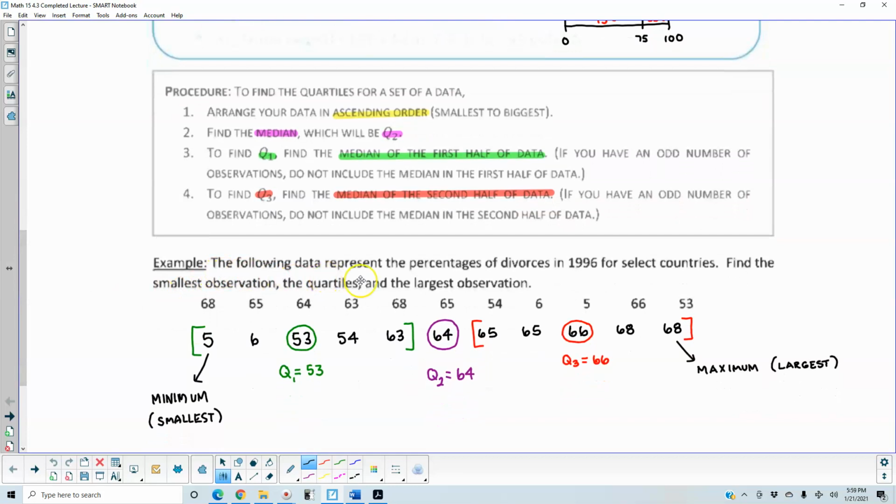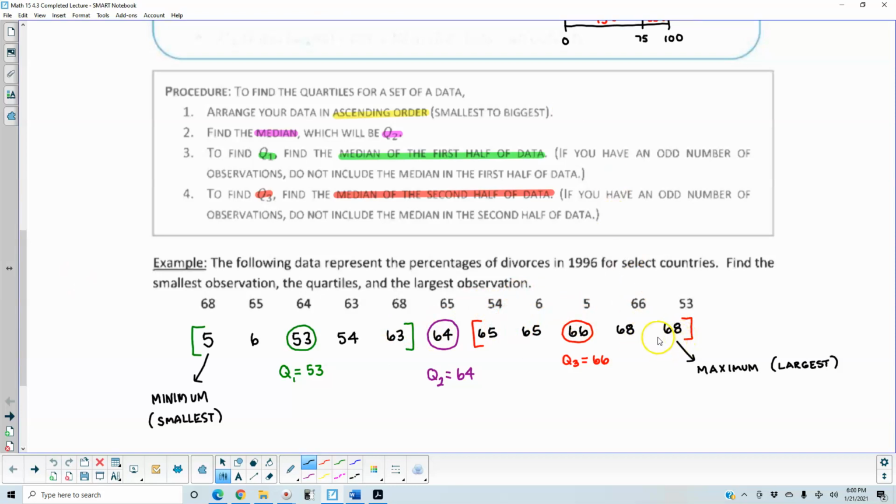The following data represent the percentages of divorces in 1996 for select countries. Find the smallest observation, the quartiles, and the largest observation from this data. 68 going all the way to 53. So again, the first step we want to do is arrange our data into ascending order. So we have 5, 6, 53, 54, 63, 64, 65, 65, 66, 68, and 68.